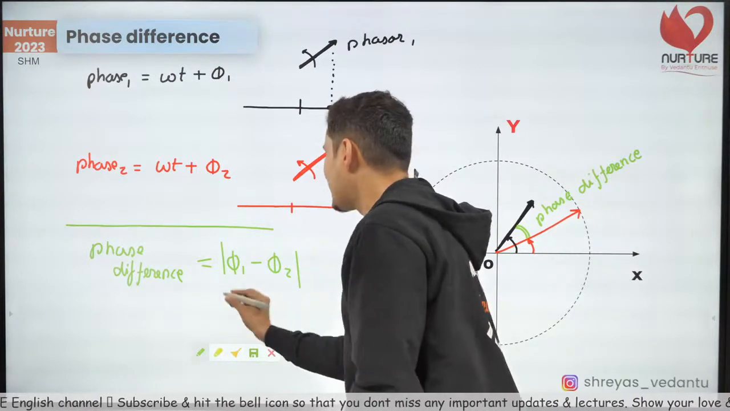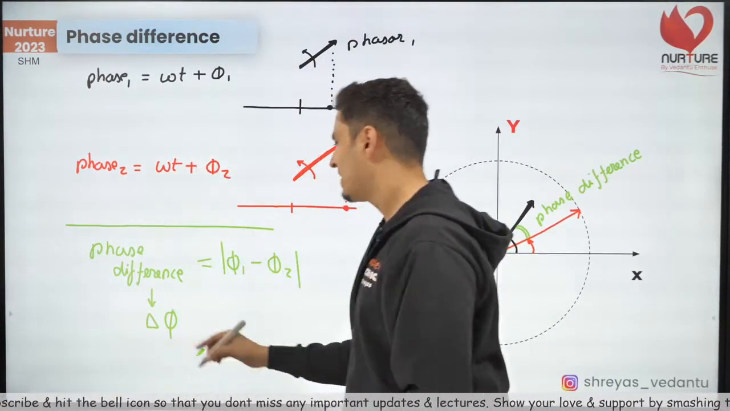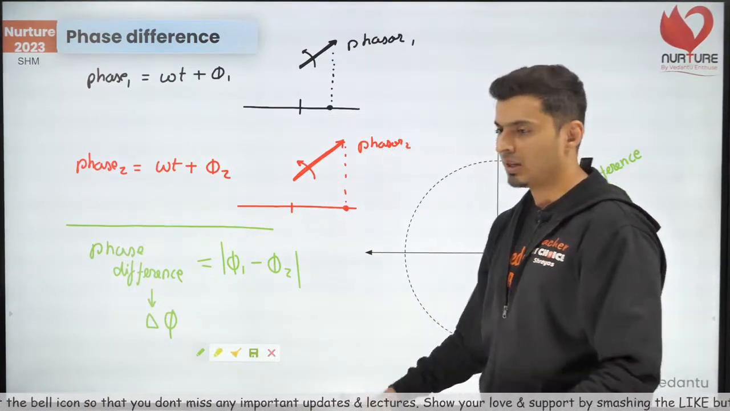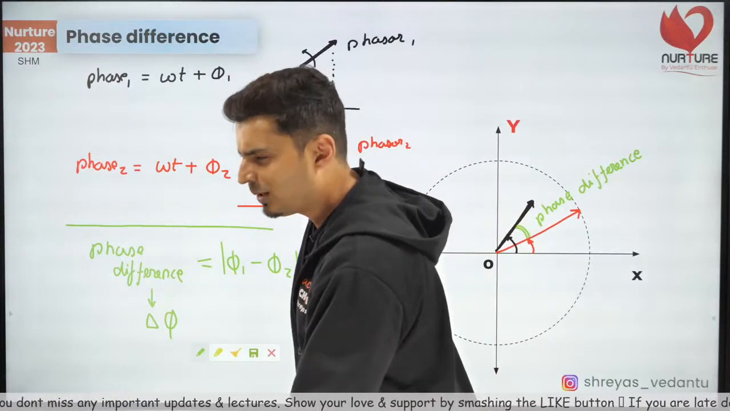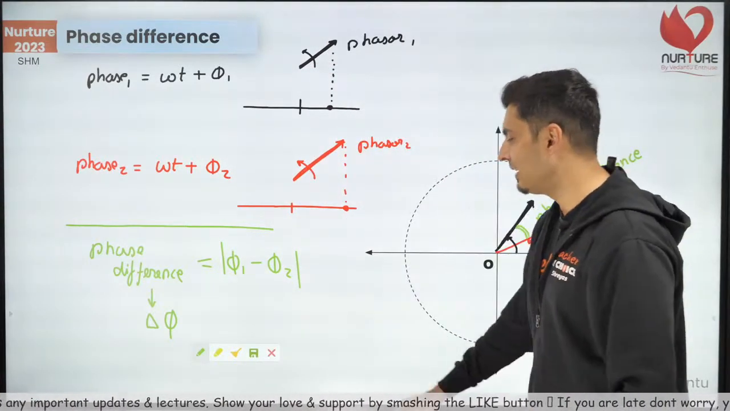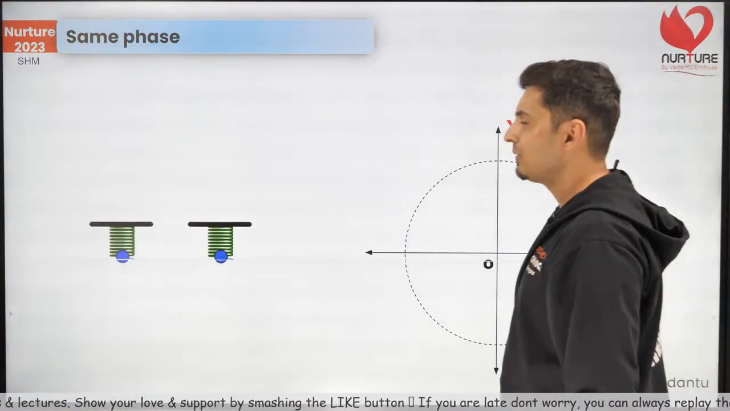Some books also use the symbol del phi for phase difference. It makes sense. Change in the phi. Difference of phi. That is also called the phase difference. Perfect. You guys are understanding really well. Proud of you. So let's move ahead and solve some questions on phase difference.